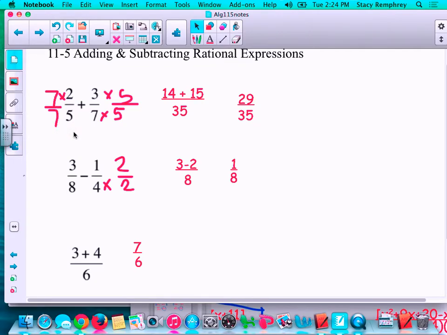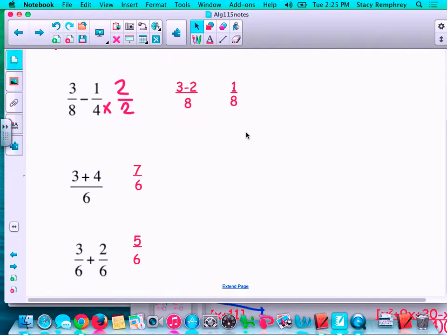That was the least common multiple that we worked on in the previous lesson. So I multiplied by an equivalent of 1, because notice 14 over 35 is the same as 2 fifths. And then I added the numerators and kept the denominator because I have 14 35ths and 15 35ths. So altogether I have 29 35ths. Notice that you didn't add the denominators or square the denominators. The denominator is describing what part you have. I have 29 35ths.